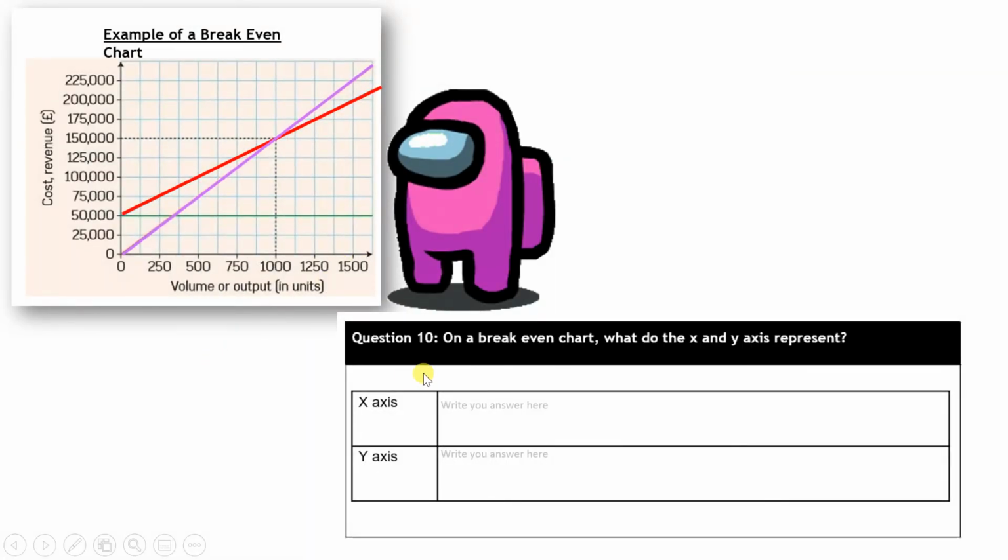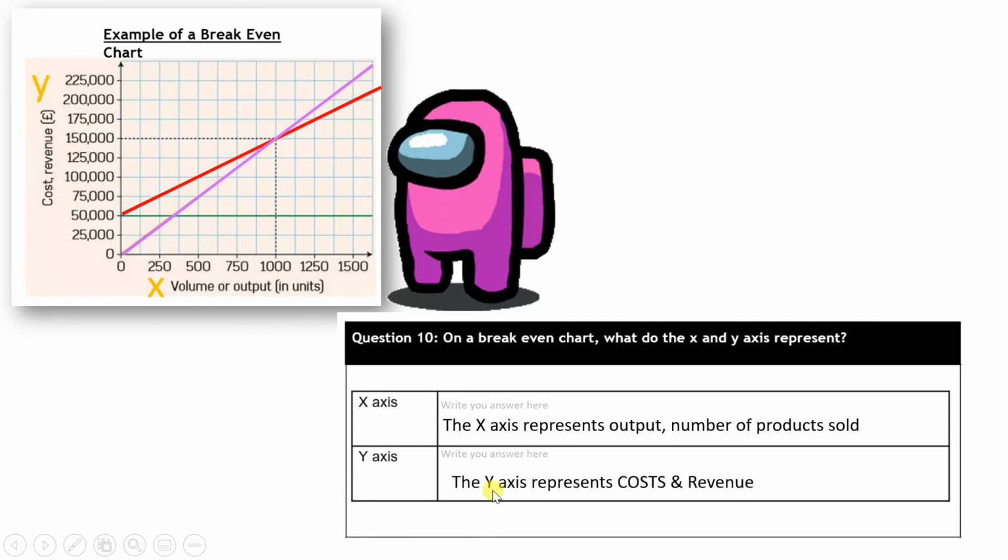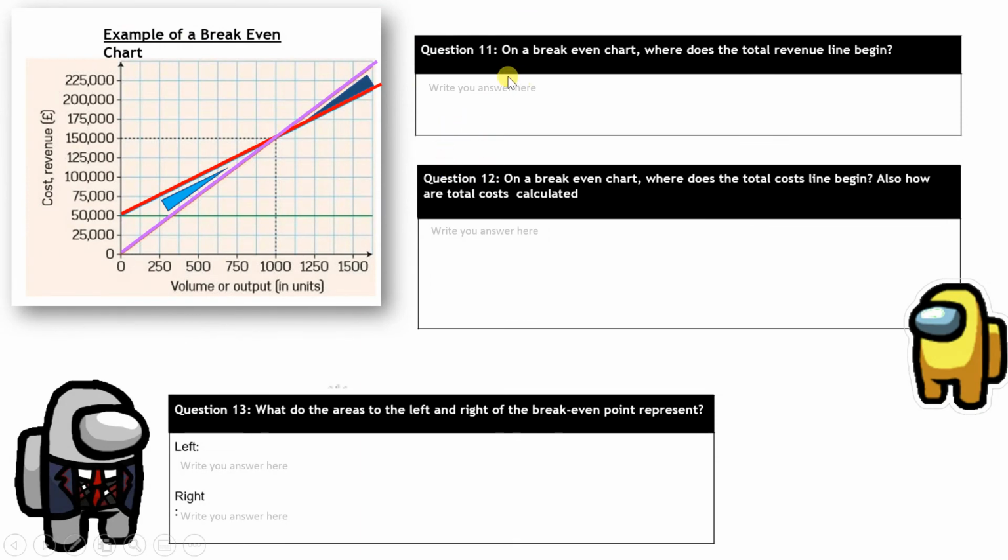Question 10. On the break-even chart, what do the x and y axes represent? So let's deal with the x-axis first. The x-axis represents the output, the number of products or services that are sold by the enterprise. This leaves the y-axis. The y-axis represents the cost and the revenue. Question 11. On the break-even chart, where does the total revenue line begin? That is the purple one. It begins at 0, where no money is made and no products or services are sold.